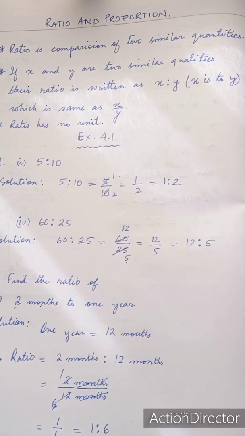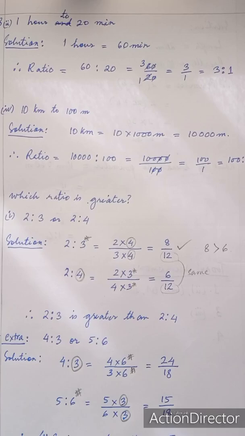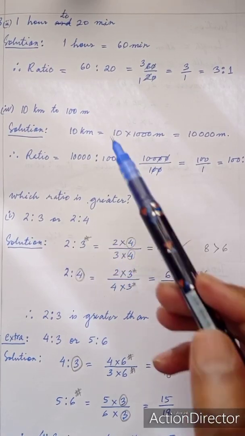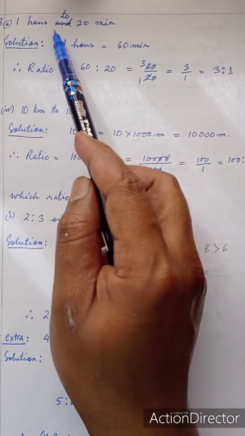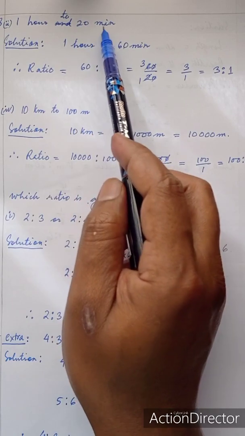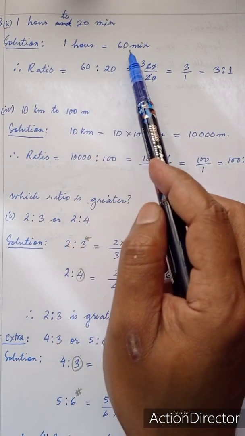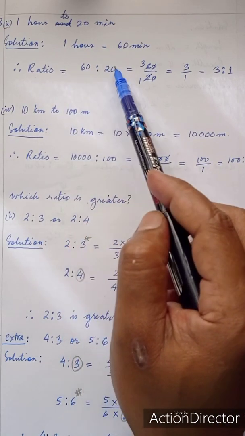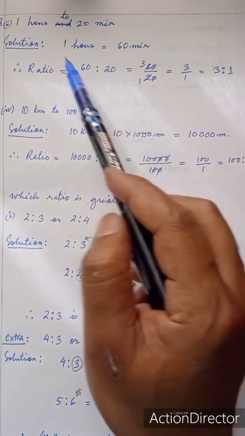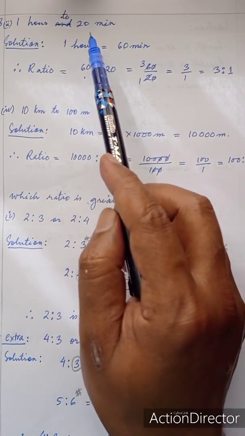After this, we'll move to our next question, number 3, sub number 2. Let's see. So in question number 3, sub number 2, our ratio is to be formed between 1 hour to 20 minutes. So 1 hour, as you can see, is 60 minutes. We have to convert to minutes and minutes. So the ratio will be 60:20. 1 hour becomes 60, and 20 minutes is just 20.